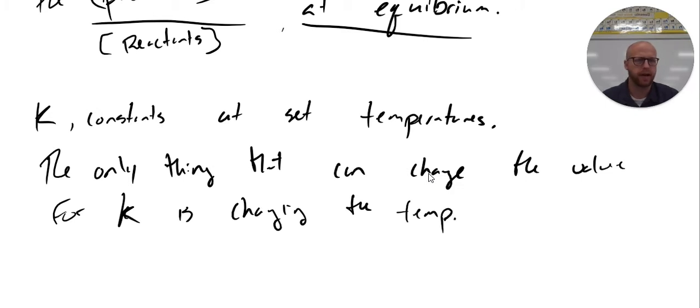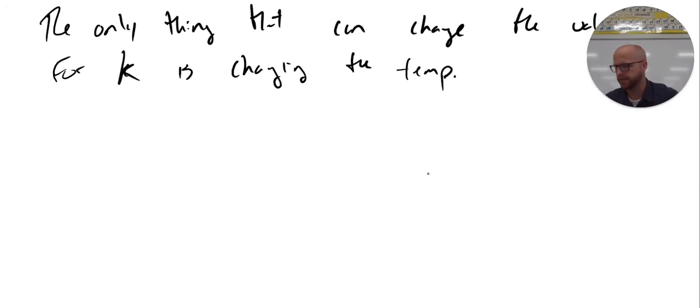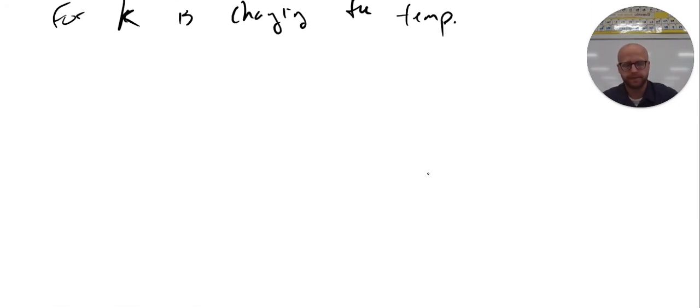Okay? For a given reaction, the only thing that can change K is changing the temperature. Everything else, K is still going to be a constant at a given temperature. All right, so how do we write them?